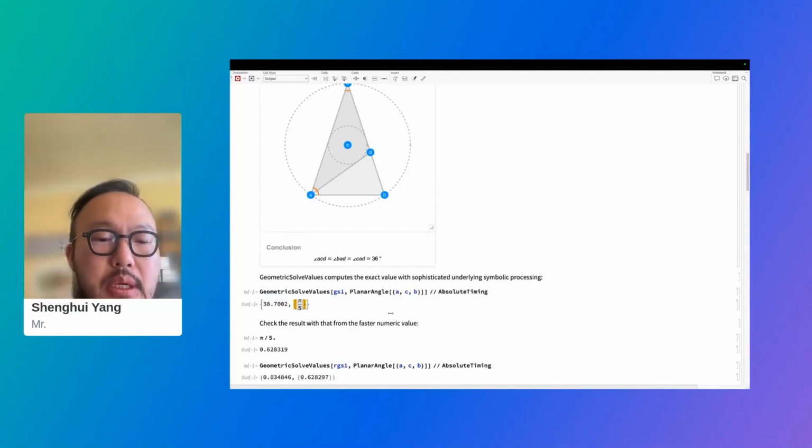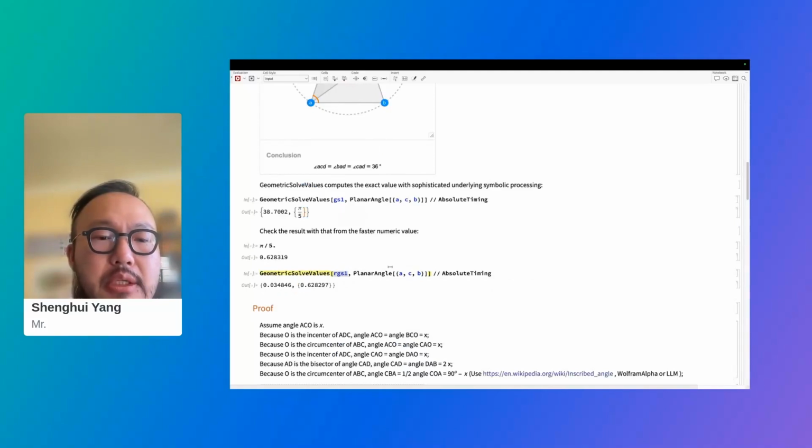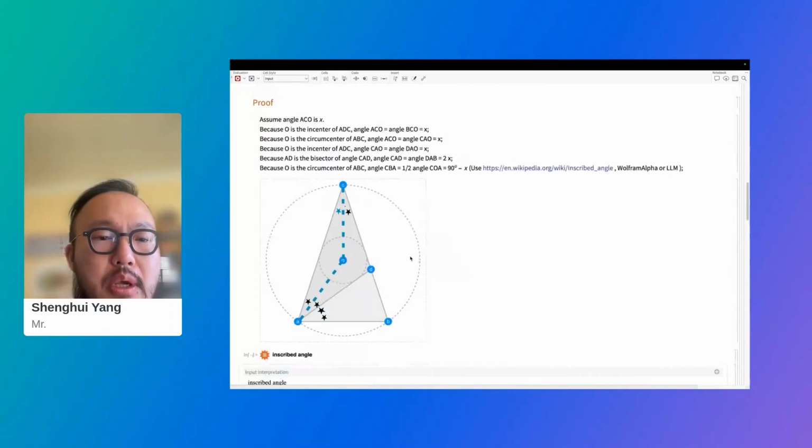But if you want something quicker, you can just inject the random scene we have already generated, which gives you a numerical value. And this numerical value happens to be pi over 5, and you only take the decimal form instead of symbolic form. So this is 0.62. So it's the same thing as this value here. So basically all the symbolic and numerical values agree with each other, so we are pretty sure this is a correct computation. And then we can take a look at the quick proof of this thing.